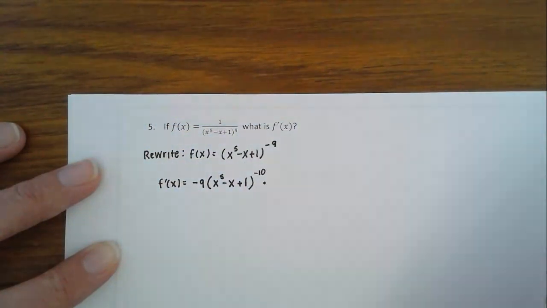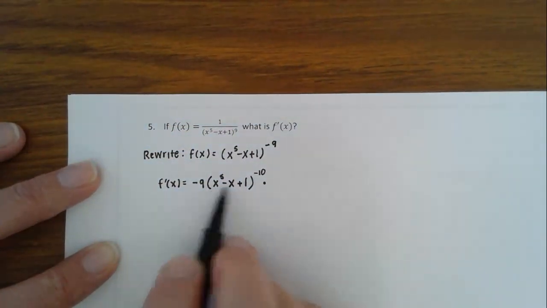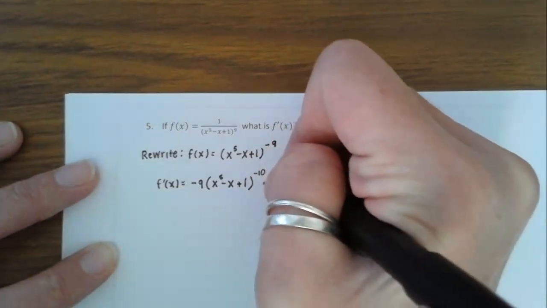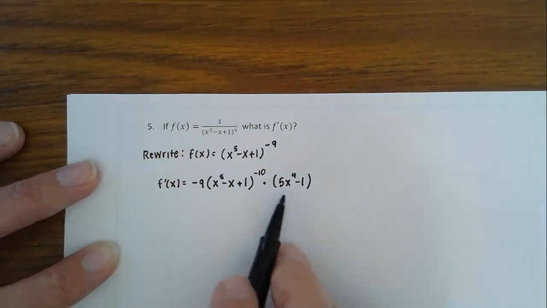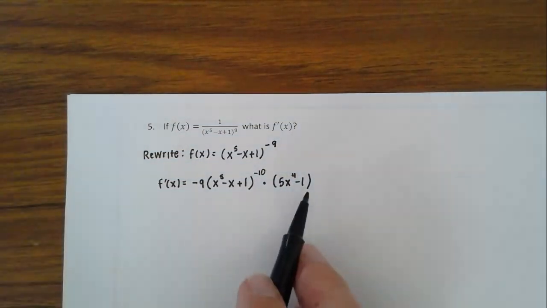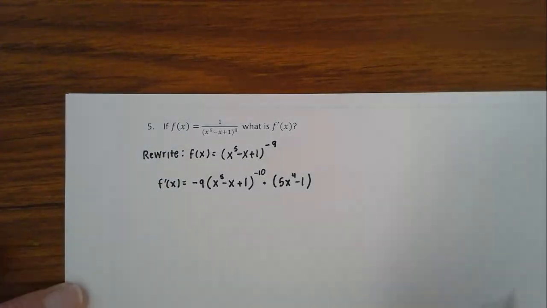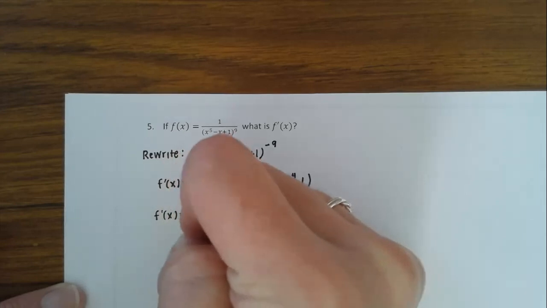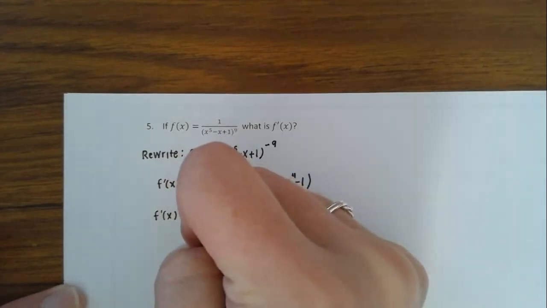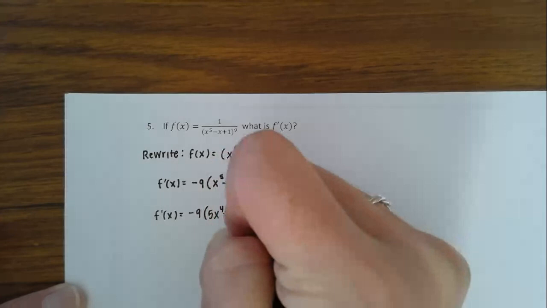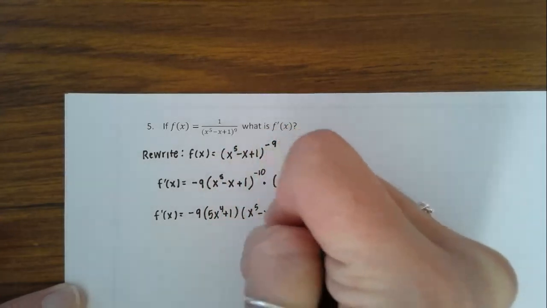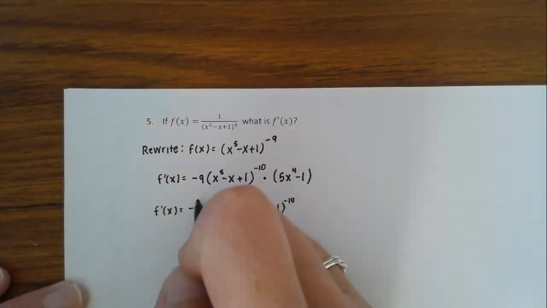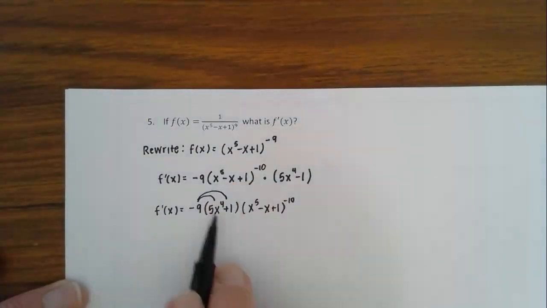And then I want to multiply by the derivative of the inside stuff. So I want to get the derivative of this stuff inside. So that'll be 5x to the fourth minus 1. And again, since this is a quantity, a binomial, I am just keeping it in a set of parentheses. I'm going to clean this up a little bit. So I'm going to bring the negative 9, and then I'll bring this 5x to the fourth minus 1 kind of out front. And then I'll leave this x to the fifth minus x plus 1 raised to the negative 10th at the end. We can go ahead and distribute this negative 9 out to just the first parentheses.